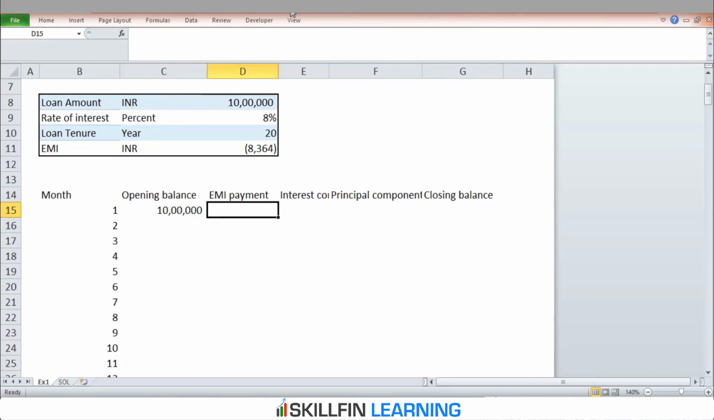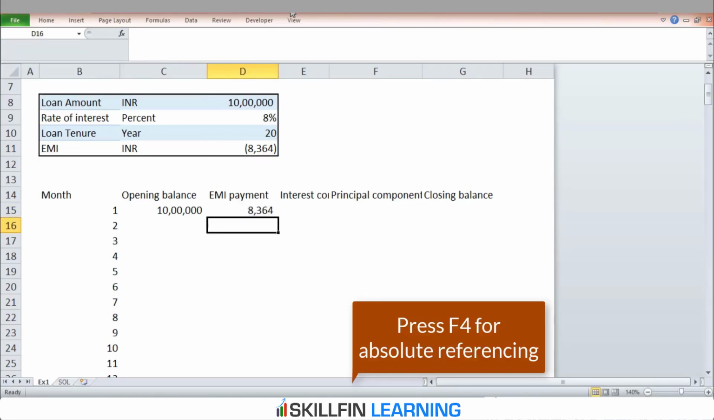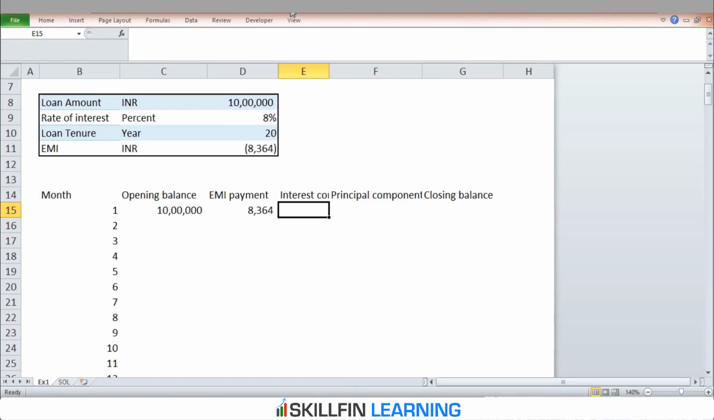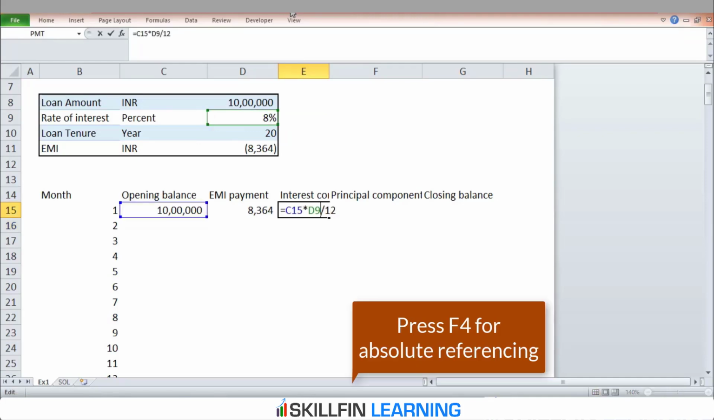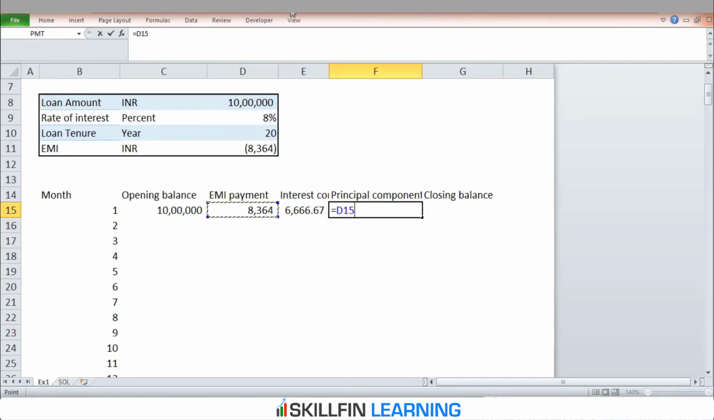EMI amount is 8364. So let's select and freeze 8364 because this amount is going to remain fixed. Interest component is your opening outstanding multiplied by the interest rate divided by 12 because we are calculating a monthly interest component. Let's freeze D9. So the principal component in this EMI is 8364 minus 6667, which is 1697.